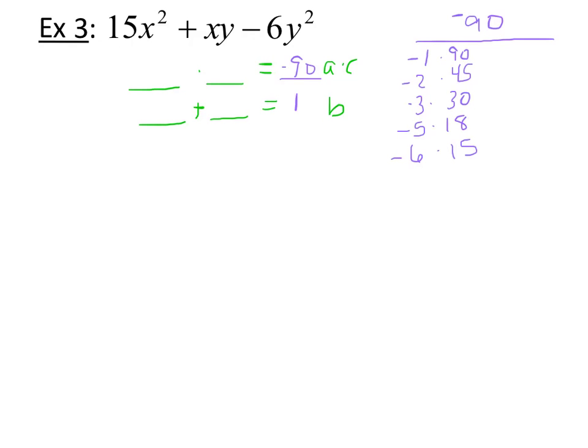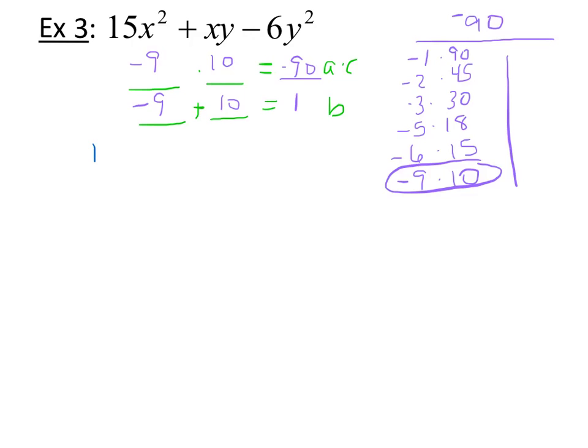And 7 doesn't go in, 8 doesn't go in, 9 does. Negative 9 times 10. There you go. There are the 2 numbers. When you add them together, you get 1. So I know that the 2 numbers are negative 9 and 10. If you list out all of the factors, it can help you to figure out the 2 numbers that multiply and add.